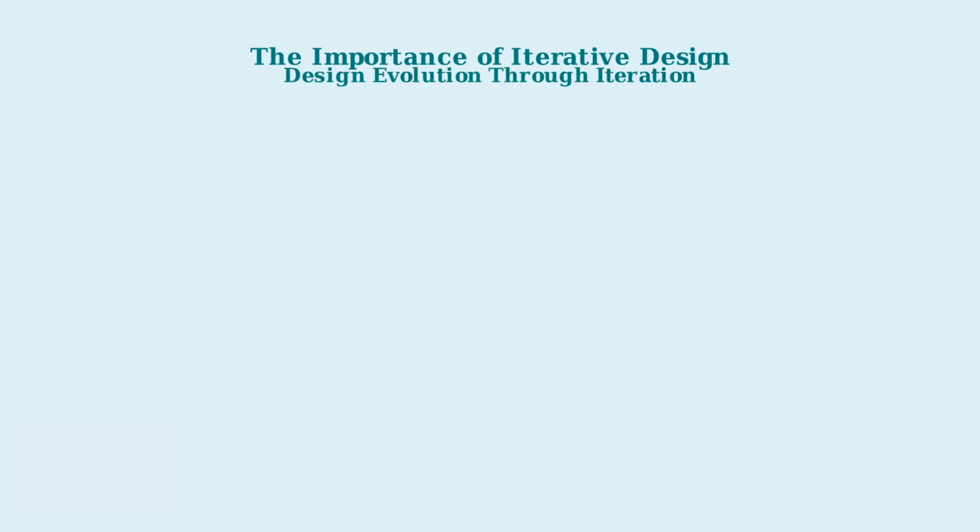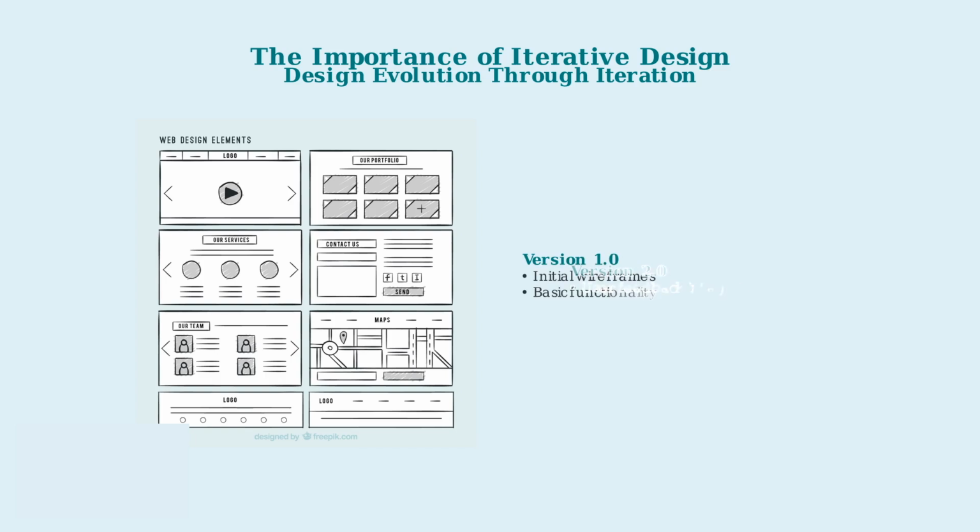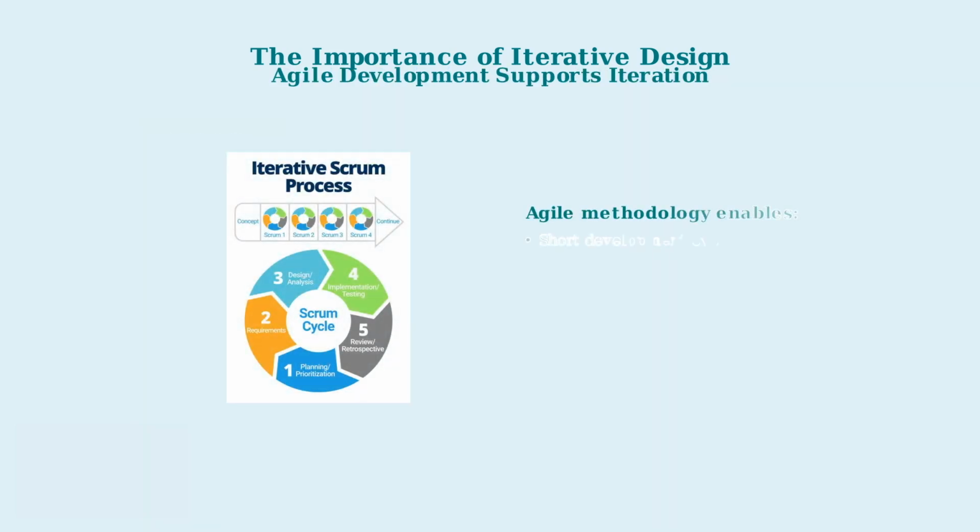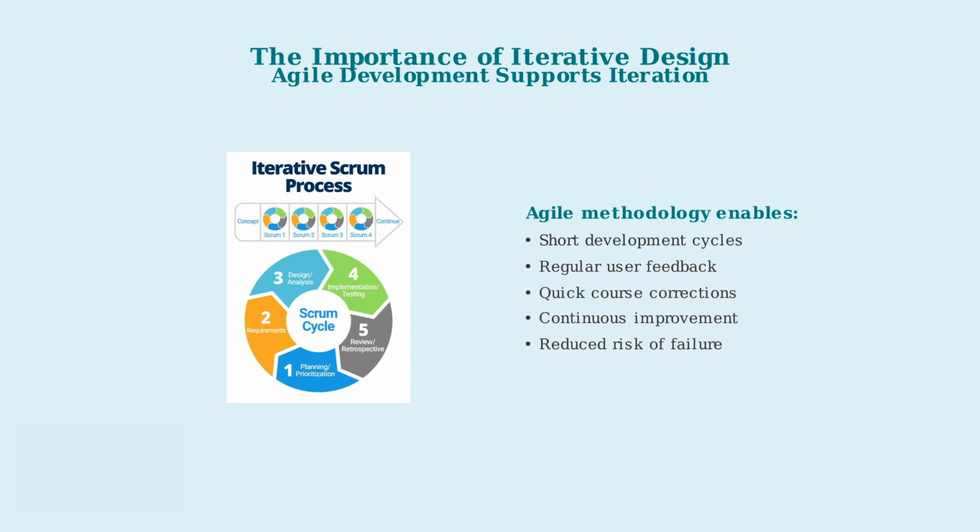Each iteration builds upon the previous version. Starting with basic wireframes and functionality, designers incorporate user feedback to improve navigation, optimize performance, and enhance accessibility with each cycle. Agile development methodologies like Scrum support iterative design through short development cycles, regular user feedback, quick course corrections, and continuous improvement, significantly reducing the risk of interface failure.